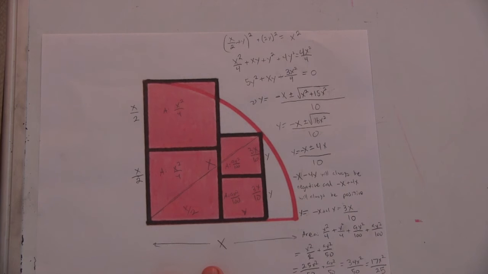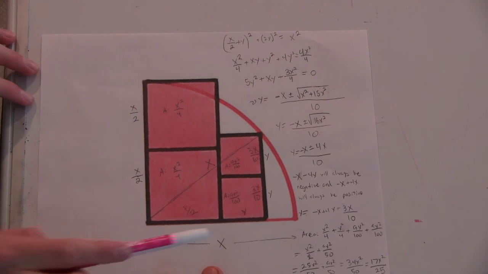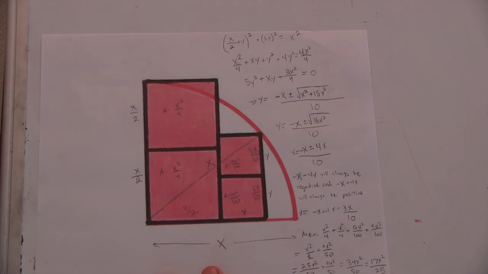That's our final formula for any x here. And it checks out, because when x was 5, we got 17 times 25 divided by 25, which is just 17.